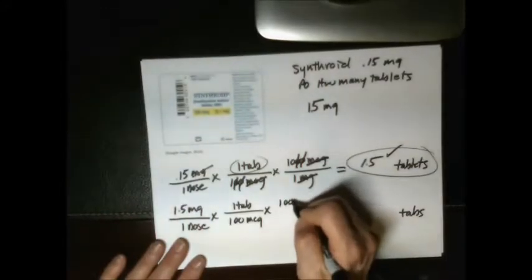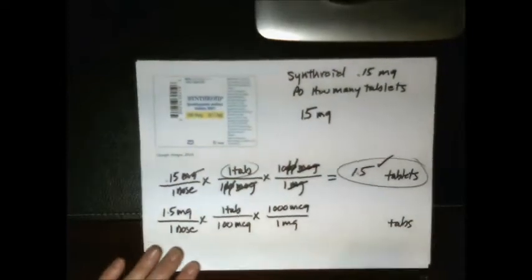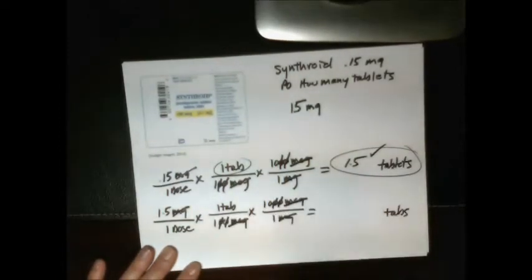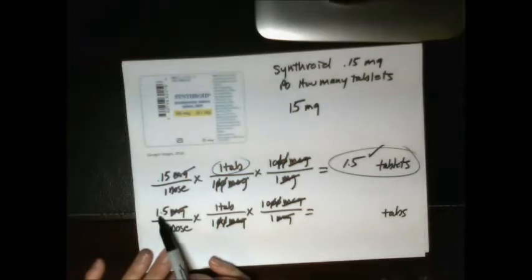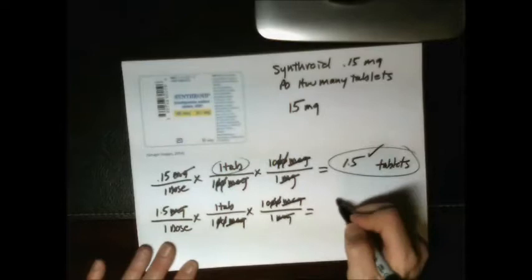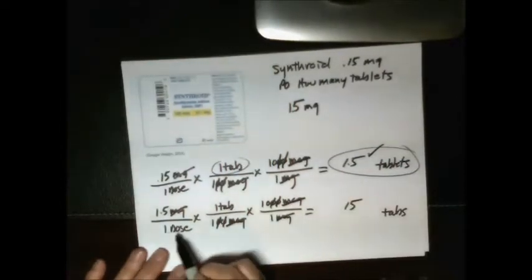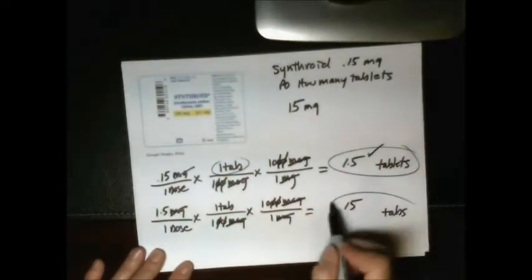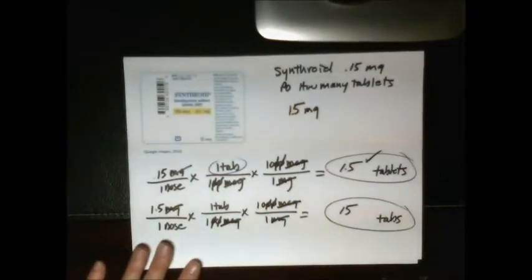We need our conversion factor. We know that 1,000 micrograms equals 1 milligram. So we're going to, again, cancel our like units. We're going to cancel milligrams with milligrams. We're going to cancel micrograms with micrograms, and we're going to get rid of a couple of these zeros because we're allowed to do that. So we're going to take 1.5 times 1 times 10 equals 15. 1 times 1 times 1 equals 1. So 15 tablets. Is that reasonable?